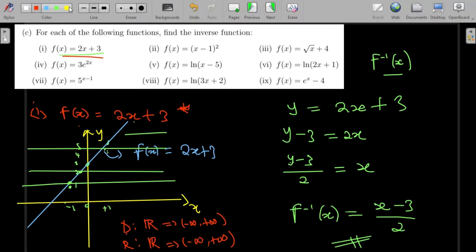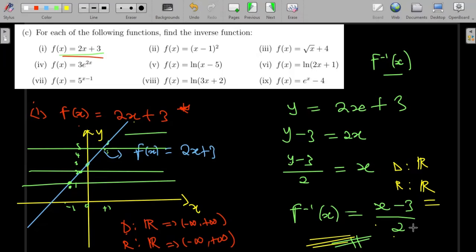To find the domain and the range of the inverse function, we just swap them. The one which was the domain becomes the range, and the one which was the range becomes the domain. But here they are the same, so even if we swap them nothing changes. The domain of the inverse is still the set of all real numbers, and the range is still the set of all real numbers. Maybe this example is not clear, but we'll see more as we solve these questions. So that's how we can answer part one.